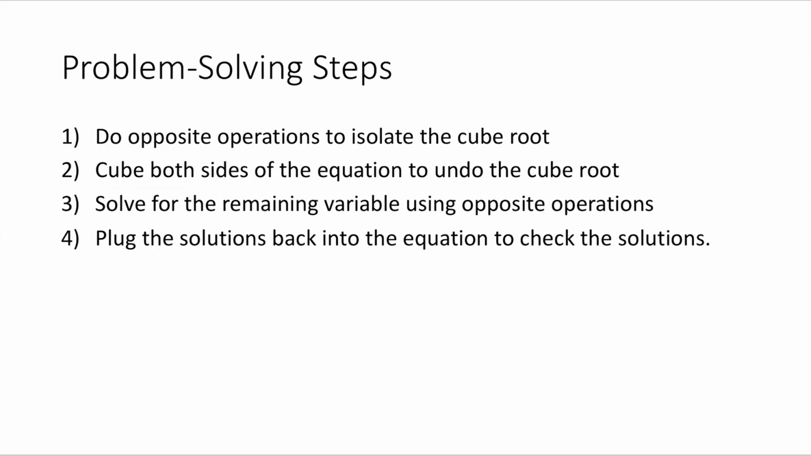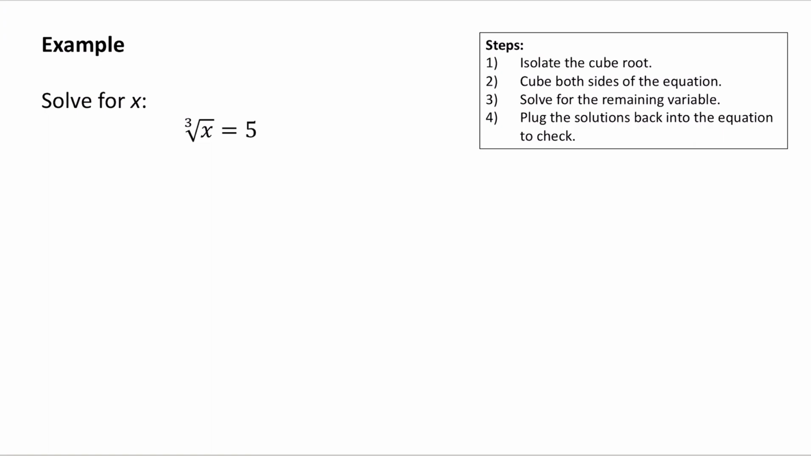In the problem solving steps, we're going to start off by doing opposite operations to isolate the cube root, then cube both sides of the equation to undo the cube root, solve for the remaining variable, and then plug our solutions back in to check and make sure that they're correct. So let's try this problem.